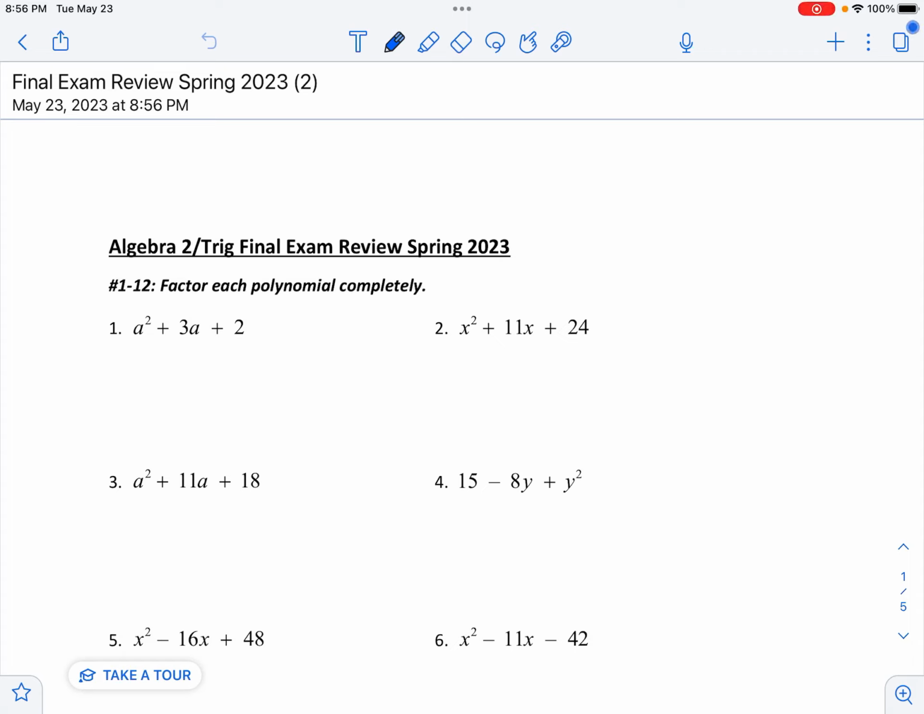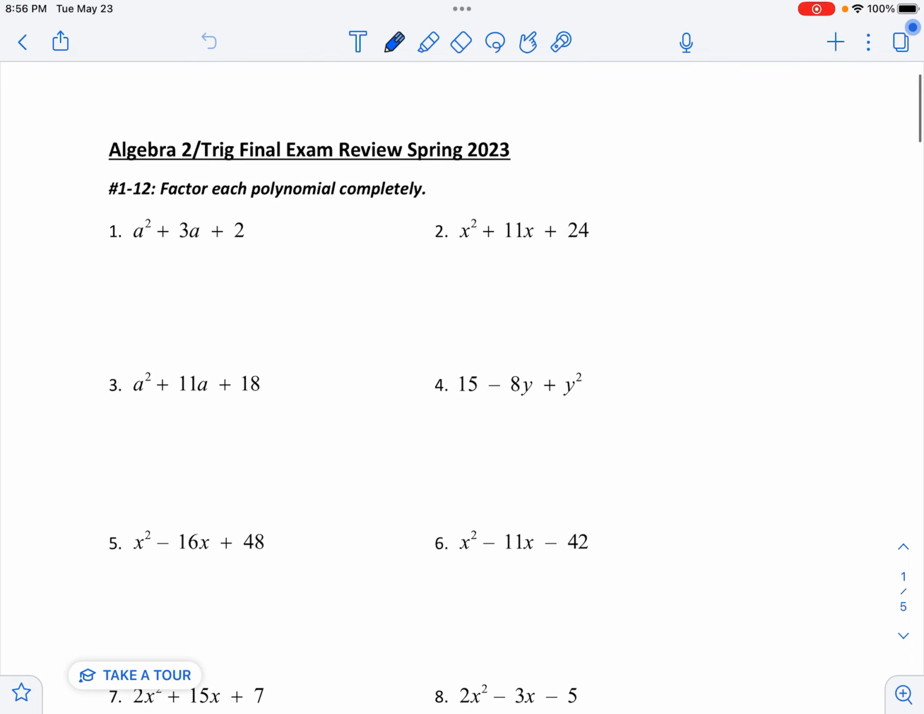Hey guys, so here are the answers for the first, I think we got to like 28 even questions. Remember, we did the odds together in class. So for number 2, when you're factoring, this is again going to be a big X. So I need two numbers that multiply to give me 24 and add to give me 11. That's going to be 8 and 3. So this is going to factor to x plus 8 times x plus 3.